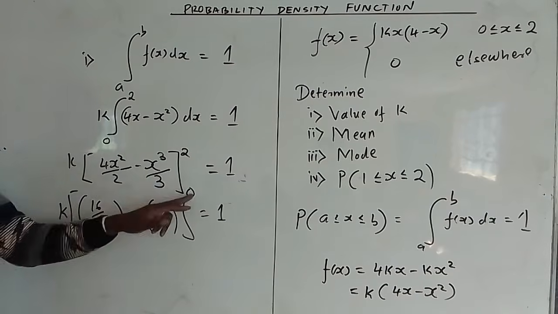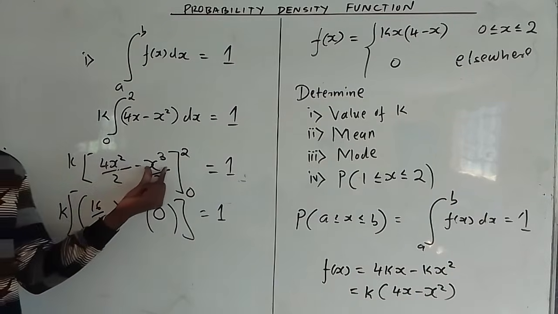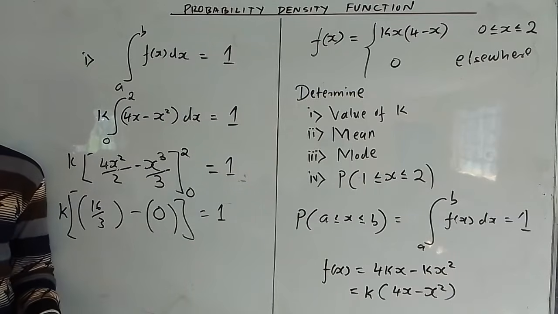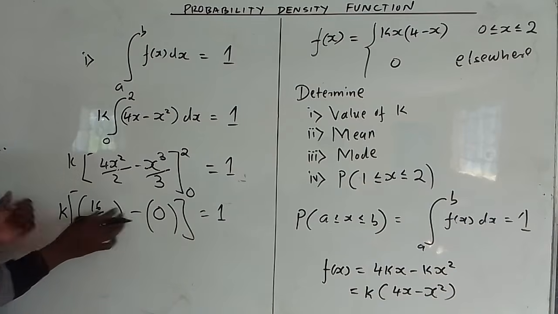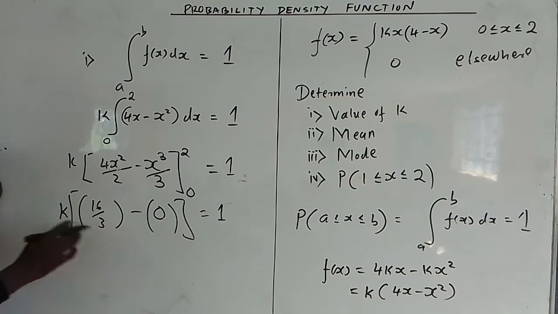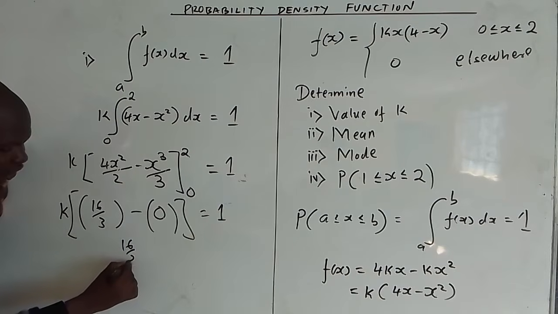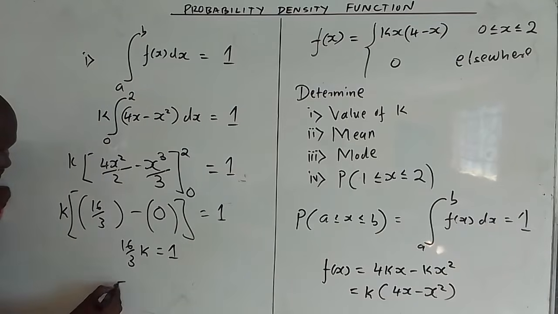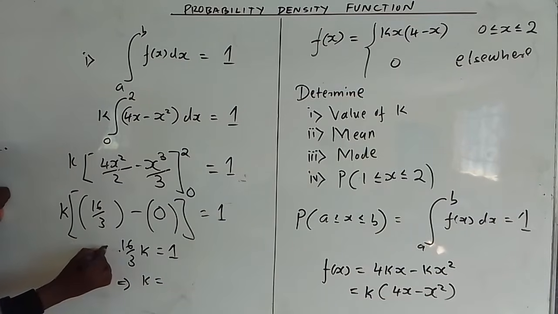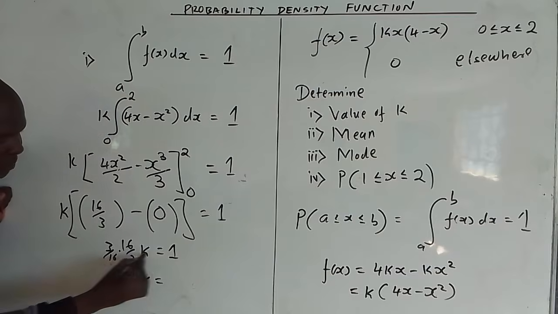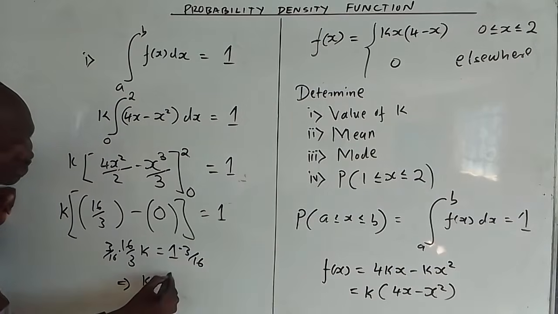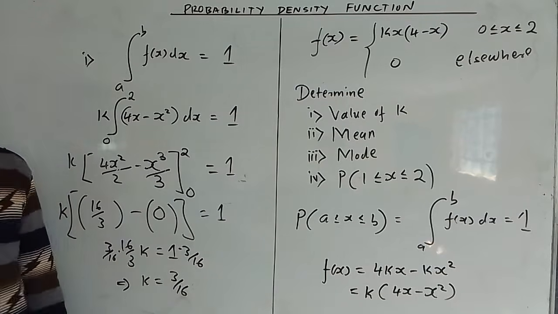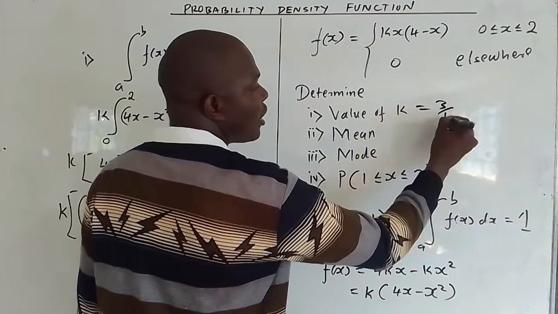Use a calculator. When you put 0 where x is, this will be 0. So you get the lower limit to be 0. Are we together? Yes. So from here, what do we have? 16 over 3 minus 0 is just 16 over 3, isn't it? Times k. You get 16 over 3 k is equals to 1. So what is the value of k? You multiply both sides by 3 over 16, isn't it? So you get k is 3 over 16. Is that okay? So the value of k is 3 over 16.